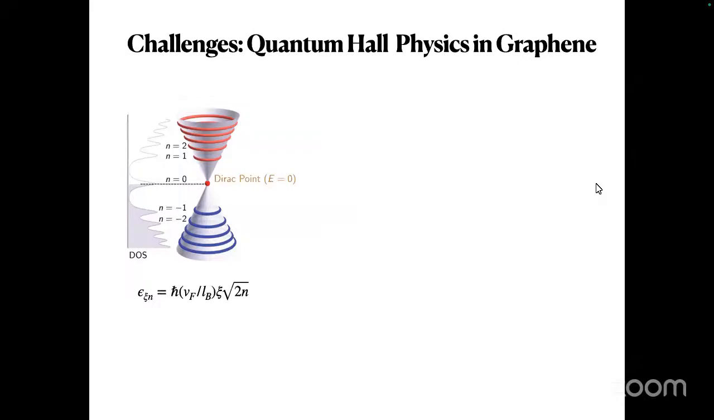Okay, now let's talk about graphene. Graphene is a semi-metal where the two bands touch at a given point known as the Dirac point, and it disperses linearly. If you solve this sort of Dirac equation in a magnetic field, you'll find this spectrum. The kinetic energy has no mass dependence because it's a massless equation, but it has a Fermi velocity dependence.